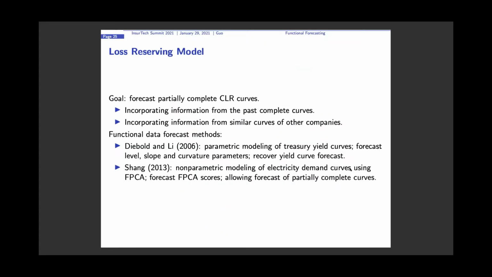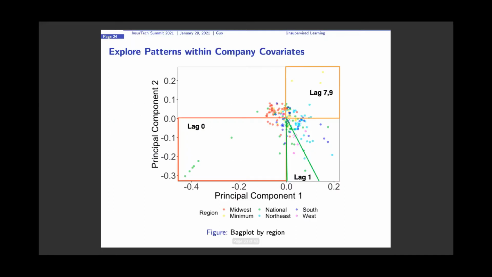Oh, and let me go back. Right, so we can also explore the patterns with even more company covariates and make visualizations in this 2-dimensional space. So in short, the PCA technique helps us again to explore the loss development curves over time and present them in a bivariate visualization.